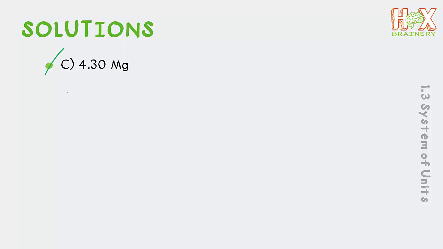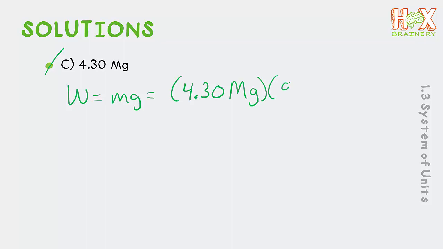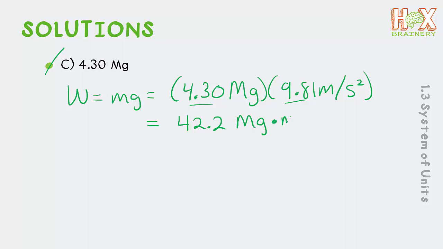Part C, last one like this. So the weight here is equal to m times g. So in this case, it's 4.30 megagrams times 9.81 meters per second squared. Okay, so I'll do the same thing where I go ahead and multiply the constants here. This is going to give me 42.2, and then I have megagrams times meters divided by seconds squared.